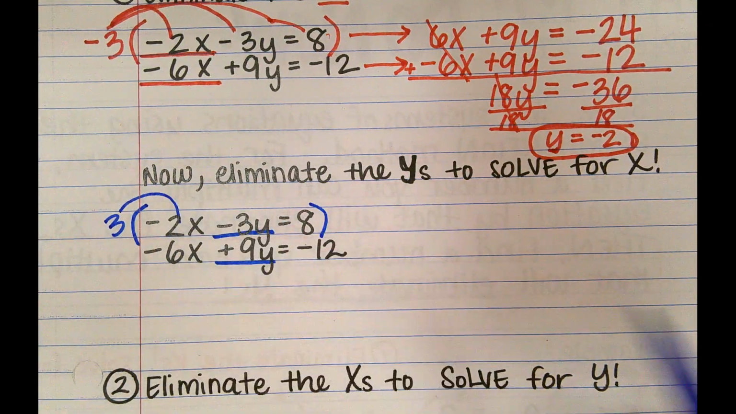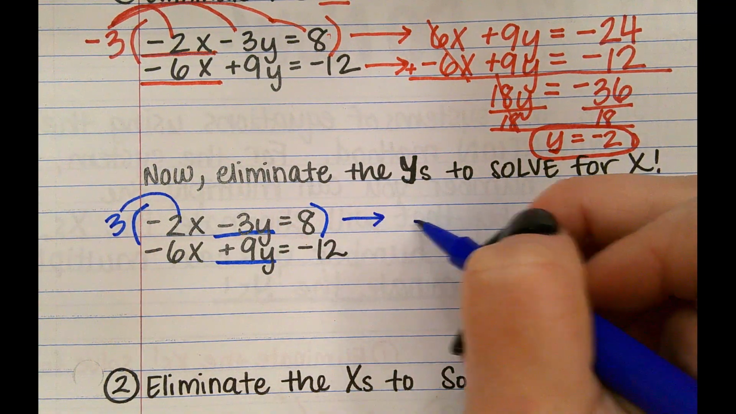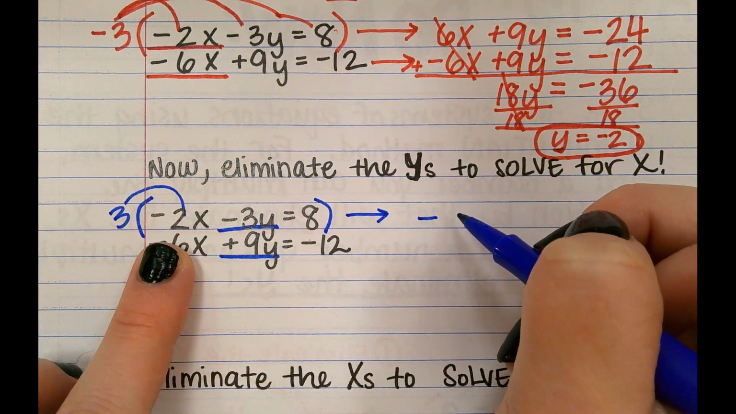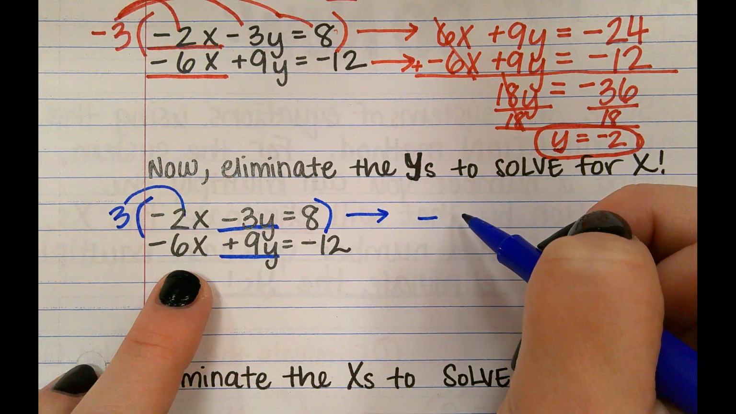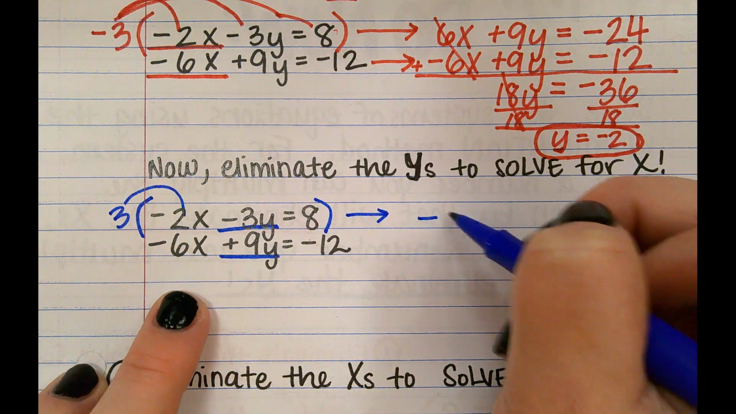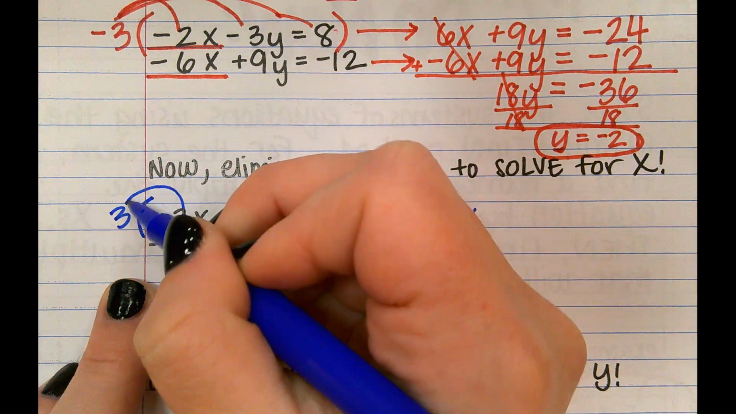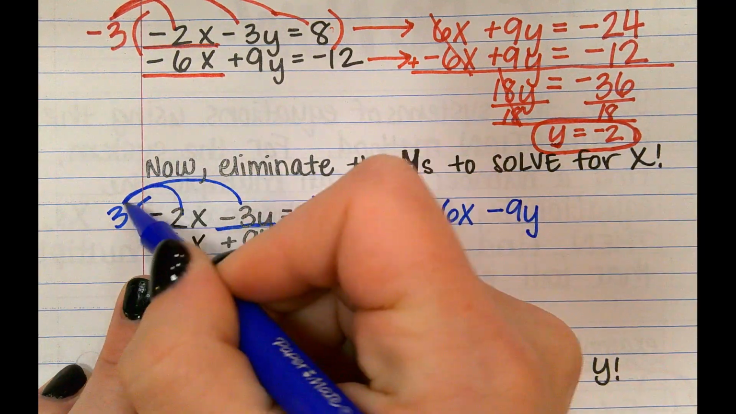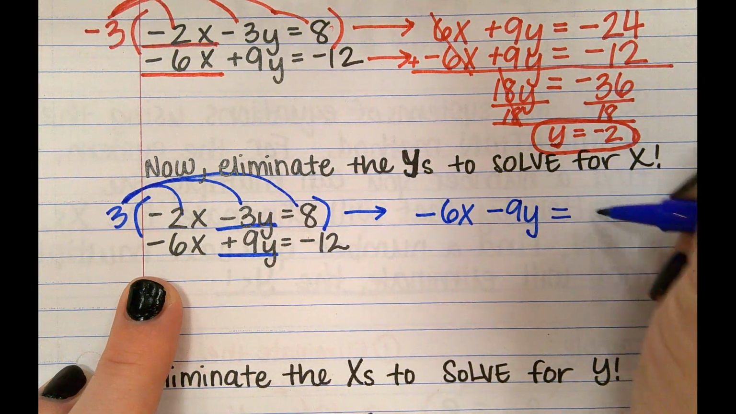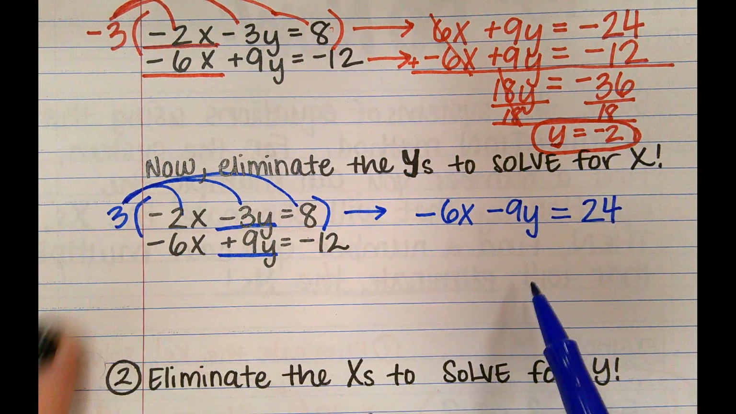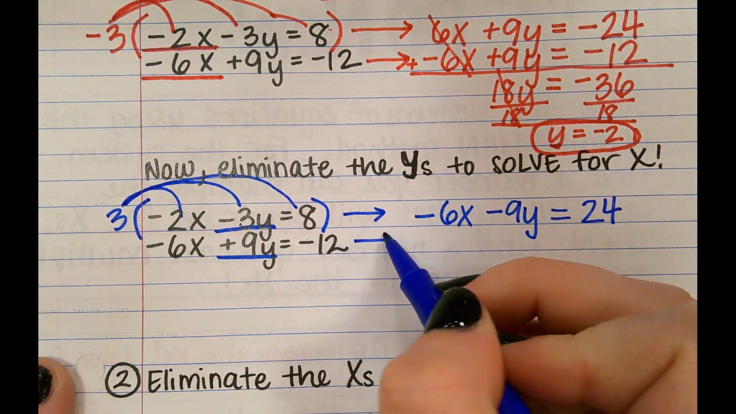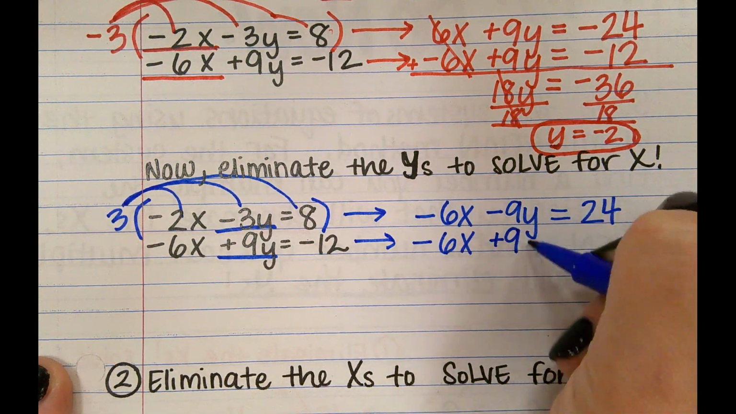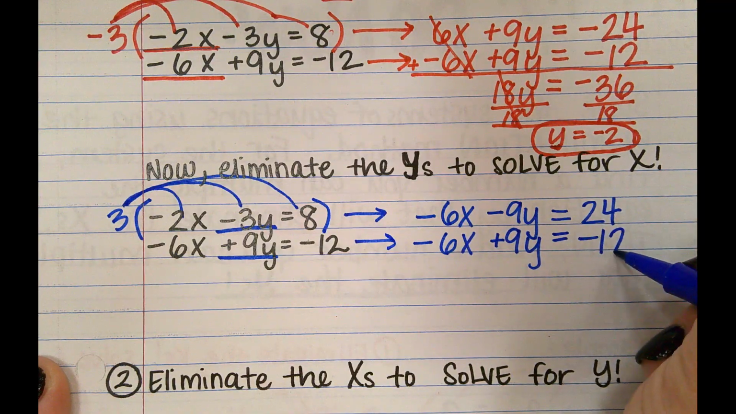So 3 times negative 2x is, what do we get for our first term? 3 times negative 2 is negative 6. Good. Then 3 times negative 3y, we know that's going to be negative 9y. 3 times 8, 24. Okay, now we're just going to bring this over. Rewrite the equation. Negative 6x plus 9y equals negative 12.